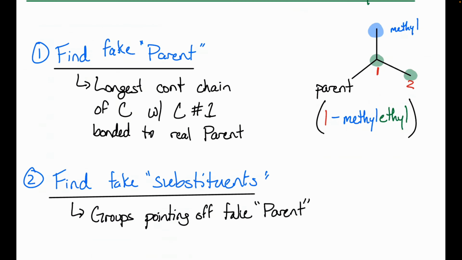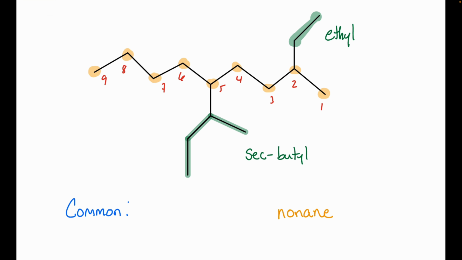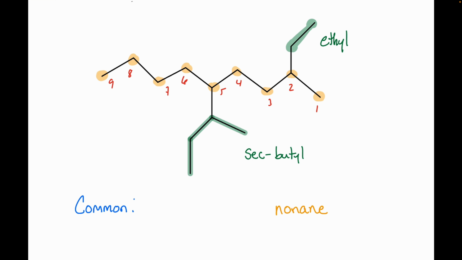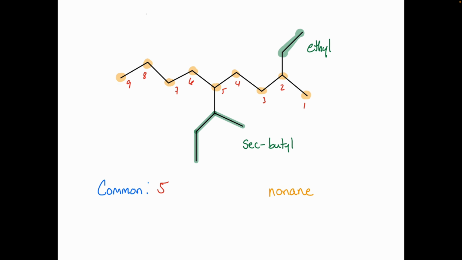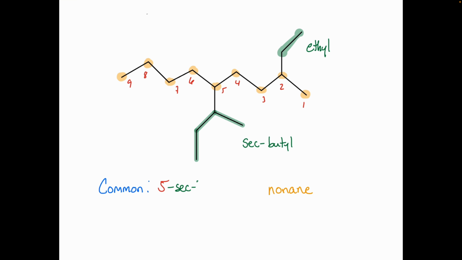All right, so when we put our name together for this molecule, we know it's a nonane. We have an ethyl group on carbon 2 and a sec-butyl group on carbon 5. Putting these in alphabetical order, I'm going to look at my butyl. I'm going to ignore the sec compared to the ethyl. So that means this molecule is 5-sec-butyl-2-ethylnonane.